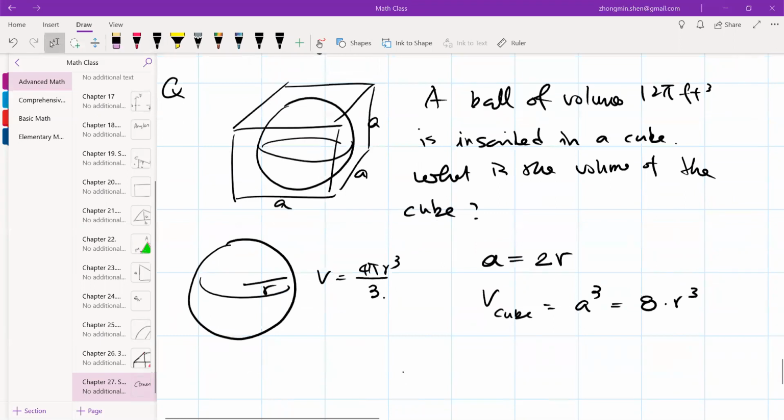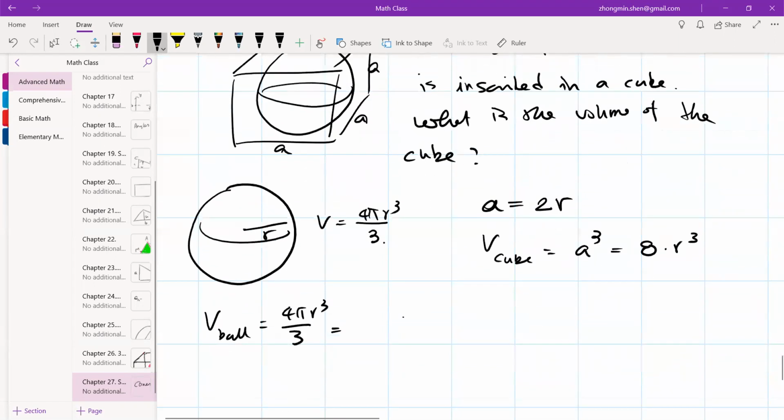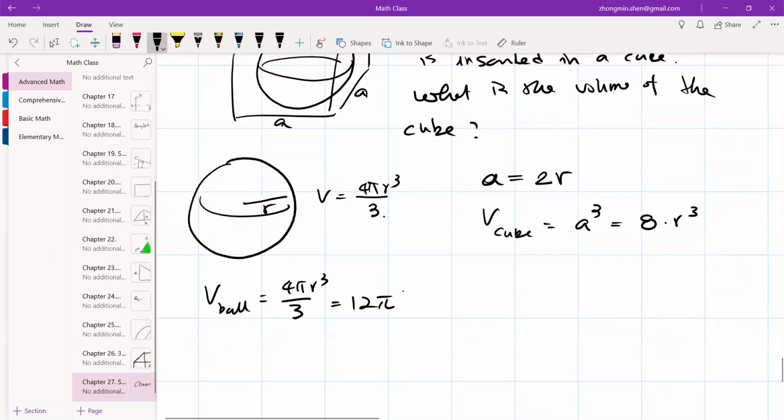But the volume of the ball is given. The volume of the ball is 4 pi r cubed over 3, which we are already given, so it's going to be 12 pi cubic meters. Just from here, you solve for r.